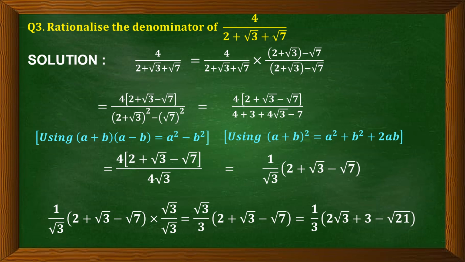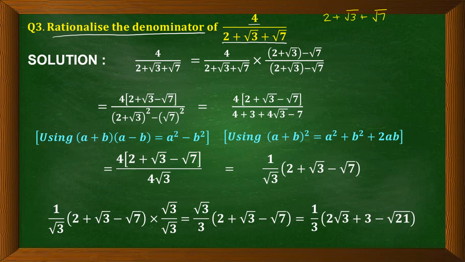Now let us take up question 3. Rationalize the denominator of 4 upon 2 plus root 3 plus root 7. Now such expressions which are joined by two mathematical operations, we have already learnt in question 1 and 2 how to find their rationalizing factor. Then only we will find the rationalizing factor or conjugate and then rationalize it.